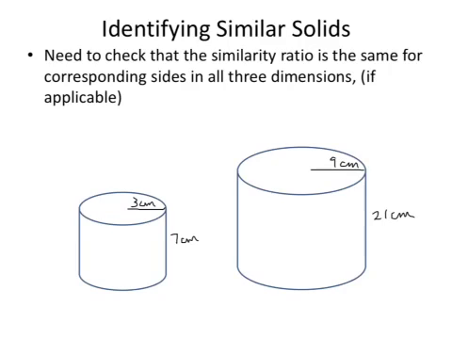Okay, so when we're identifying similar solids, we need to check that the similarity ratio is the same for all the corresponding sides in all three dimensions. Now, if we're dealing with circular objects like cylinders that we have here, we don't need to check length, width, and height. We just need to check radius, which covers the two-dimensional circle, and then the height, which is our 7 centimeters here. So 7 times what number is 21? Well, that's 3. And 3 times what number is 9? Well, that's 3 as well. So since our similarity ratio is 3 for both of those dimensions, my two cylinders are considered to be similar.